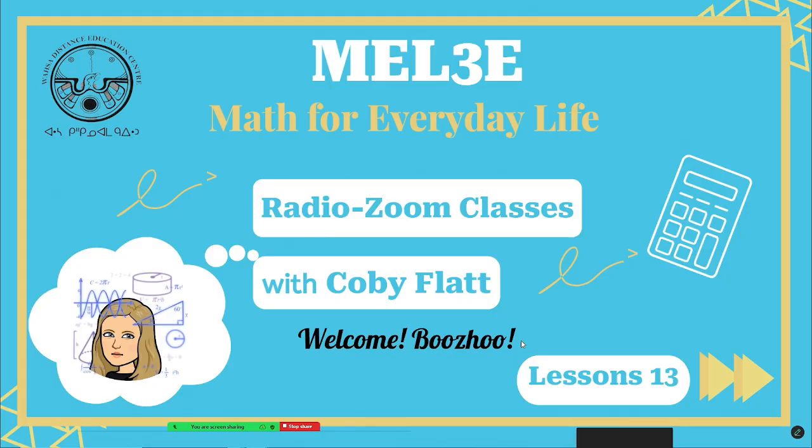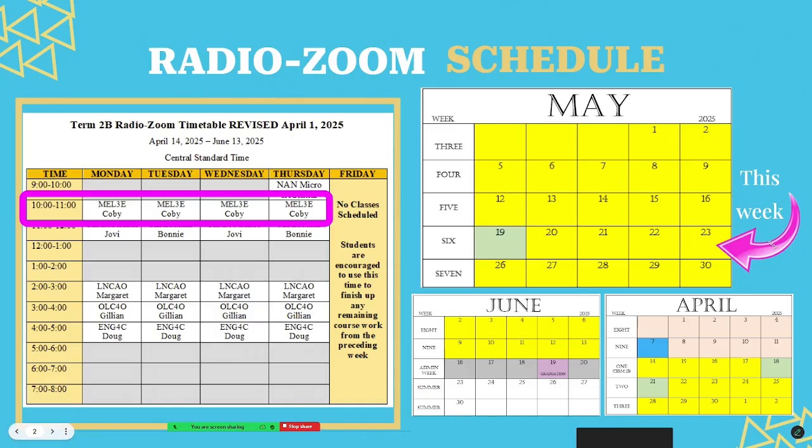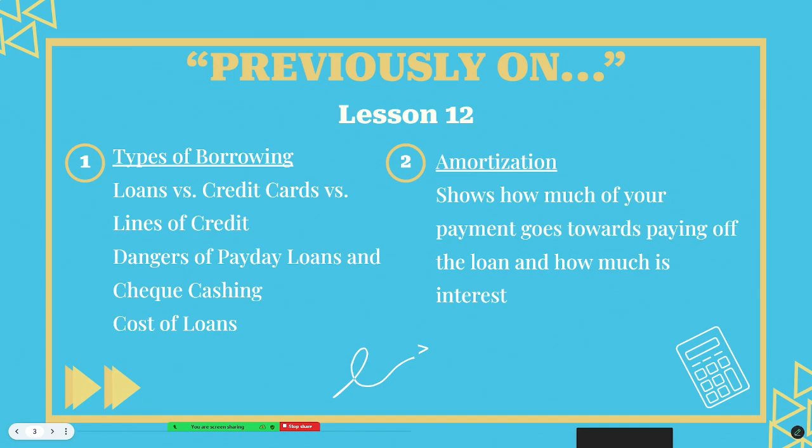We are at the end of our 6th week, meaning that we have just 3 weeks left before the end of term, going into our summer break. Today, we are going to jump into lesson 13.